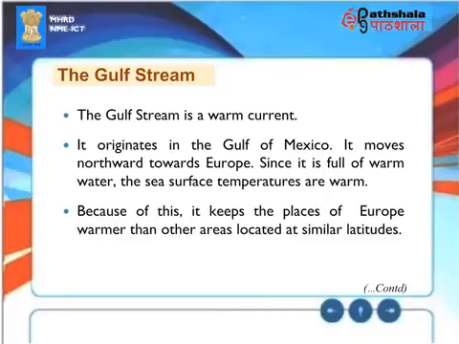Since it is full of warm water, the sea surface temperatures are warm. Because of this, it keeps the places of Europe warmer than the other areas located at similar latitudes.